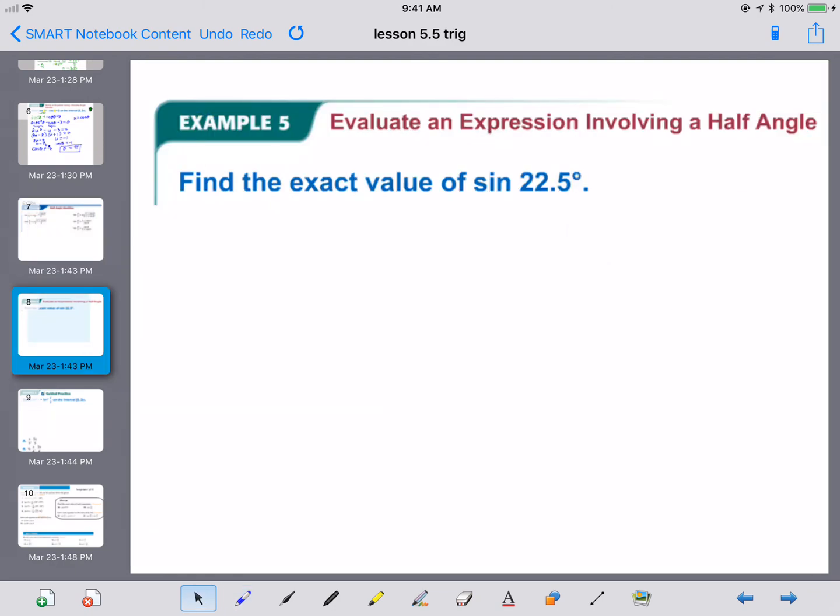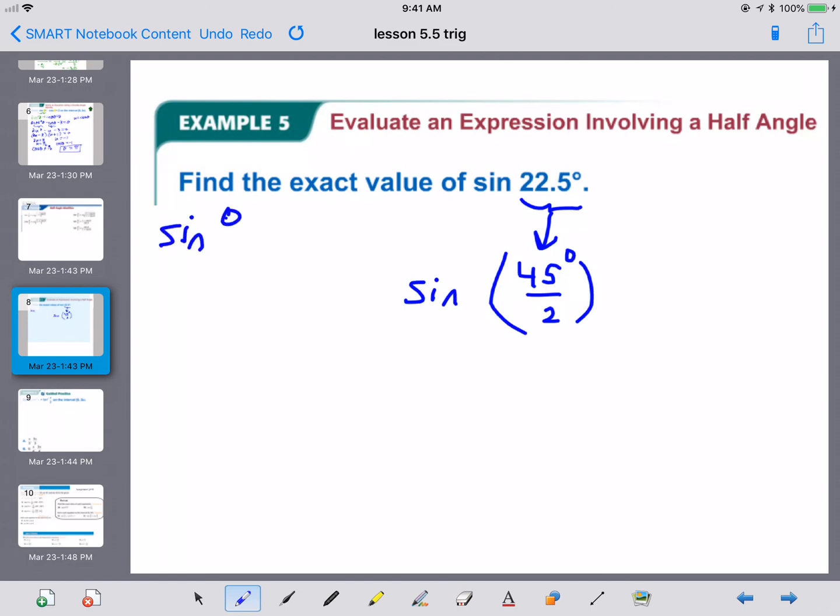So here's an example where you would use the half-angle formula. Now, how would you know to use the half-angle? Well, 22.5, excuse me, is not on the unit circle. But think about what is. If you double it and get 45, 45 is on our unit circle. So if we don't think about this as 22.5, but we think about this as 45 divided by 2, we can use the sine of theta over 2 formula in order for us to make it work.